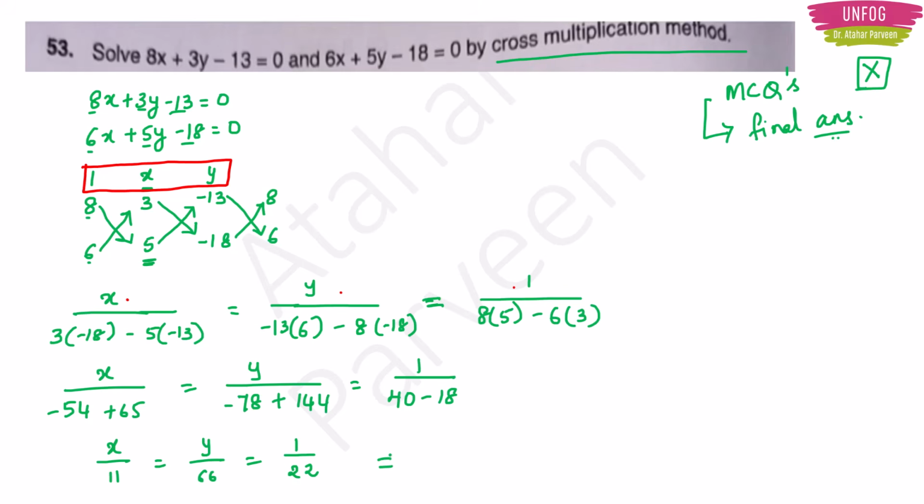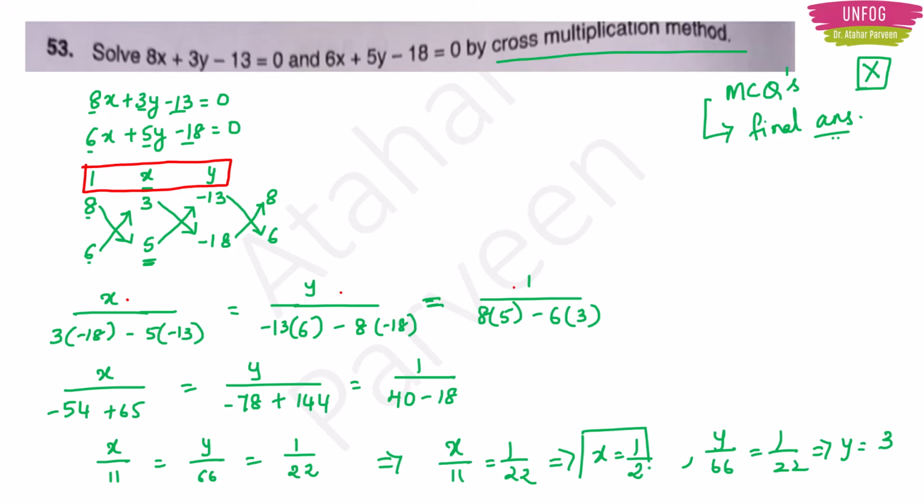So now I can easily find out my x value, right? X by 11 is equal to 1 by 22, which implies x is equal to 1 by 2. Like that only, y by 66 is equal to 1 by 22, which implies y is equal to 3. 66 will go in the numerator in the right hand side, right? So x value is 1 by 2, y value is 3.